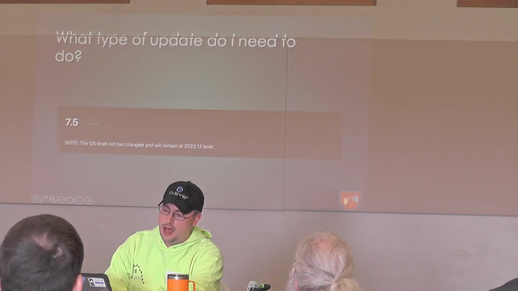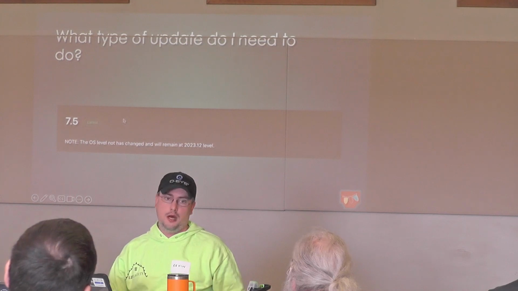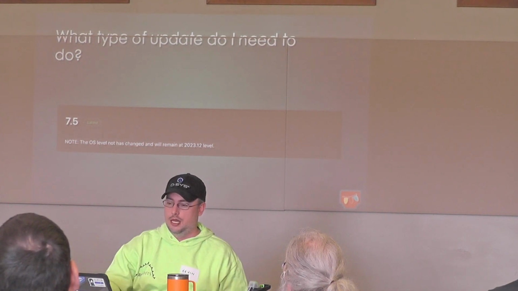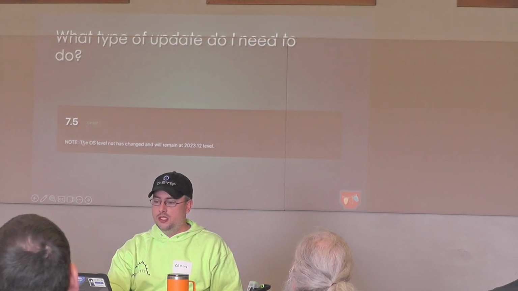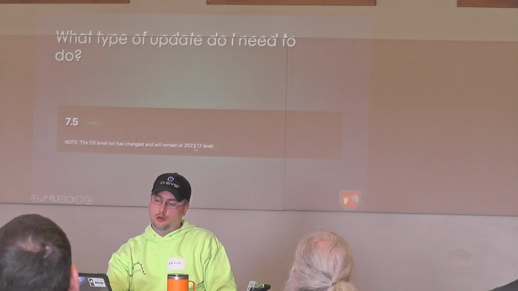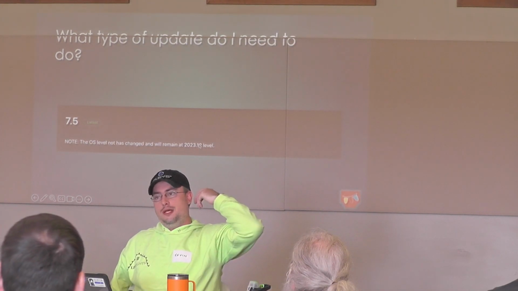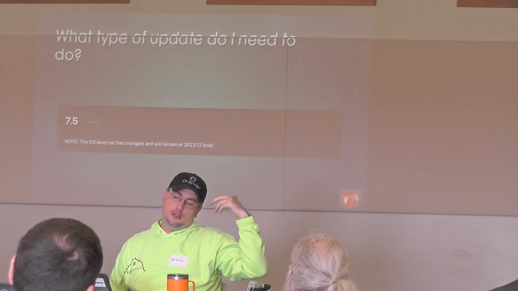So this can all be found right on that Google Download Falcon Pi Player. You go to the releases page on GitHub, and the first thing you'll see is the version. So 7.5 is the latest. The OS level is not changed and will remain at 2023.12. So FPP versions are always major.minor. So 7.5 is the latest release.